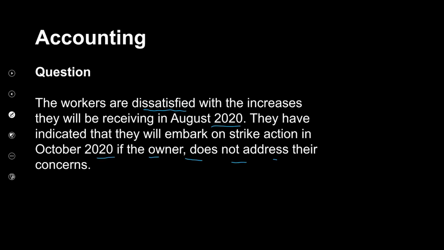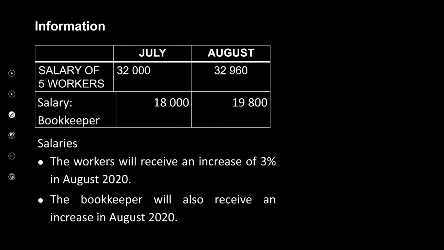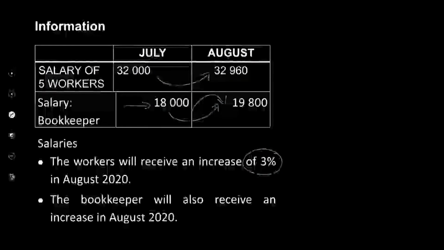What is their concern? Let's look at the concern. Again, remember the salary of the workers. We've already calculated it in a previous component of the question where we found that their new salary was 32,960, which is an increase of 3%. All right. However, the bookkeeper also received an increase, and you can see, look at the bookkeeper. His previous salary was 18,000 and is now 19,800. Okay, clearly you can see that that is also an increase.